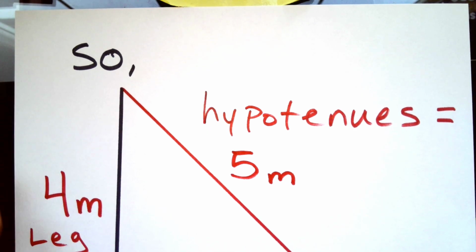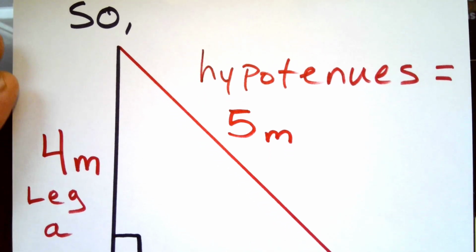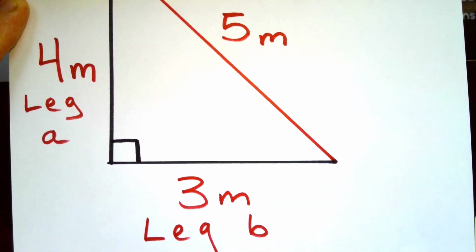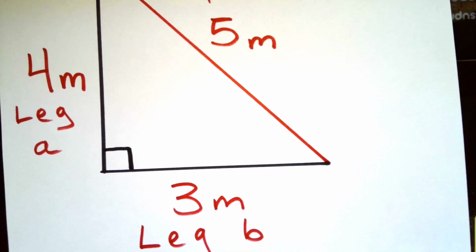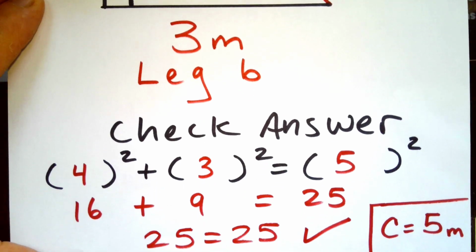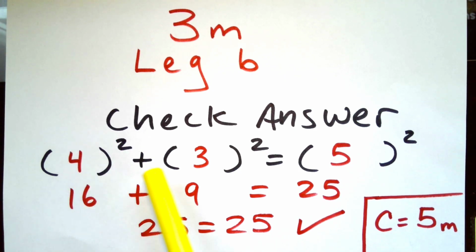Basically, we have this triangle here where the hypotenuse is equal to 5. We just found that out. Leg A was 4 meters and leg B was 3 meters. We take all three of these values and substitute them into the Pythagorean theorem formula: a squared plus b squared equals c squared. A was worth 4, b was worth 3, and we found the hypotenuse was 5. This is how you check your answer.